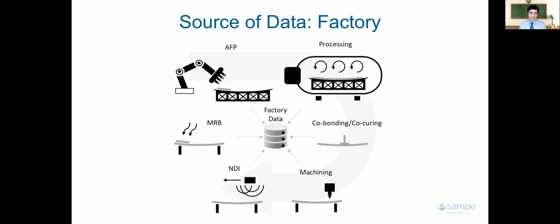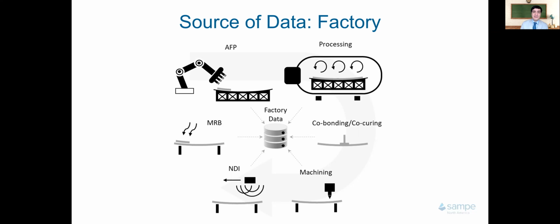If you look at the source of data, where does the data come from? Of course, you have the entire factory. If you think about the chain of the process the material goes through in the factory, you have material deposition, AFP, you might have processing, autoclave, you might have co-bonding, co-curing, thermoset or thermoplastic. You have machining, NDI, repair. Each of these processes generates tons of data: thermocouples, strain gauges, NDI results, ultrasonic results in terms of images, or just actual numbers coming from NDI. Each of these can be used for training of a machine learning model.